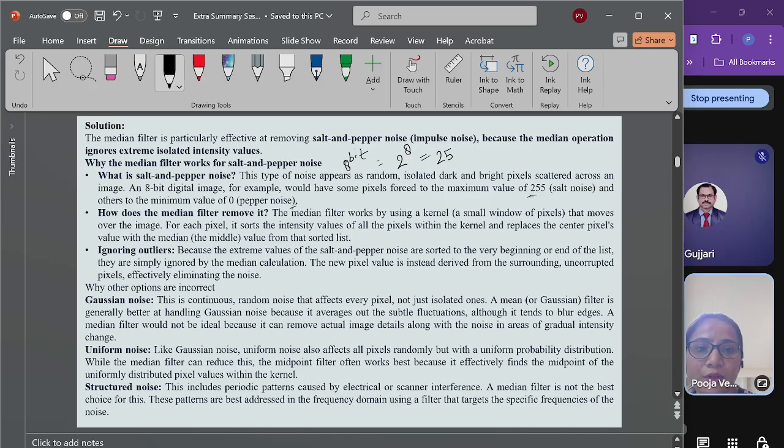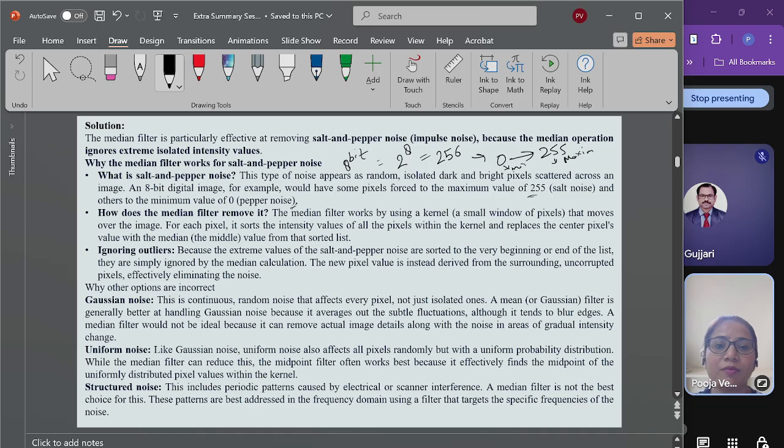So 256 levels, so that will vary from 0 to 255. So 0 is our minimum value and 255 is the maximum value. Okay, so this is called pepper, and at the highest value, that pixel goes to salt noise. Okay, so how does the median filter remove it?